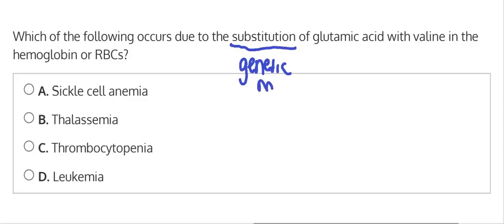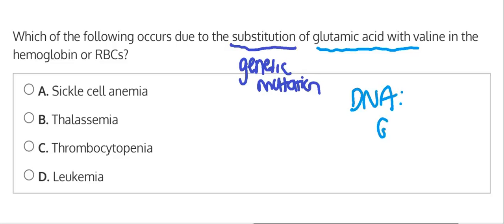So genetic mutation. Specifically, when it mentions glutamic acid and valine, those are specific amino acids that are like codes within the DNA structure. If you remember, in your DNA you have G's, A's, T's, and C's, and different combinations in groups of 3, which are known as codons, code for specific amino acids. So when this question is asking about glutamic acid and valine, this is what it is referring to. It's talking about a substitution type of genetic mutation involving those amino acids.